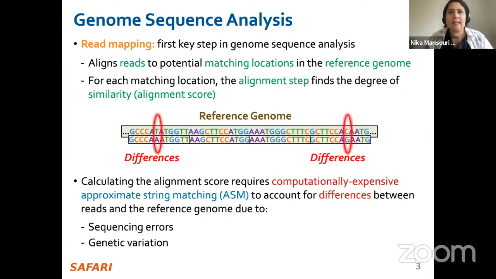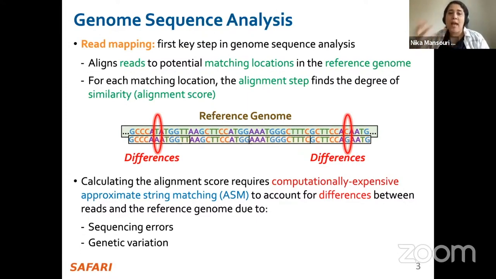So calculating the alignment score is basically finding differences between the read and the reference exactly. That requires a computationally expensive step called approximate string matching, or ASM, to account for differences between the reads and the reference genome. These differences can represent sequencing errors or genetic variations. And then based on that, biologists or healthcare providers or other scientists can draw conclusions or, let's say, provide personalized medicine or perform outbreak tracing, as we discussed in the previous slide.